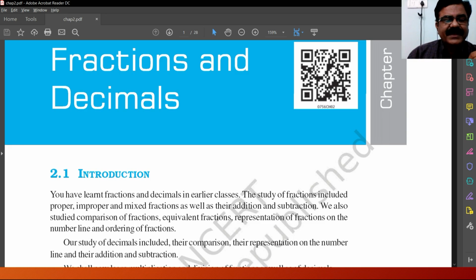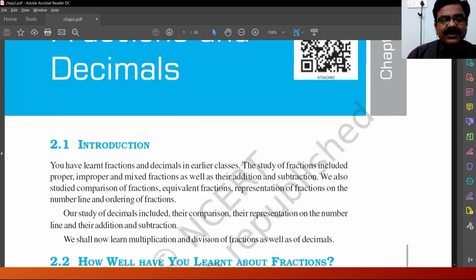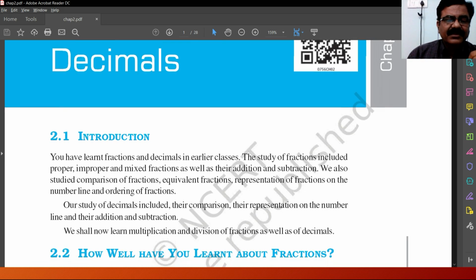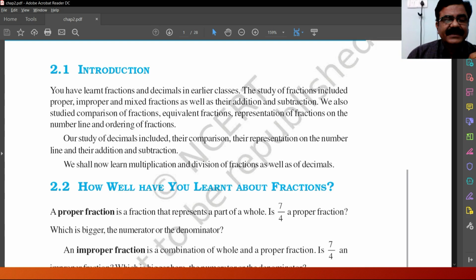We also studied comparison of fractions, equivalent fractions, representation of fractions on the number line and ordering of fractions. Our study of decimals included their comparison, their representation on the number line and their addition and subtraction. We will discuss later on. Now you learn about the fraction.